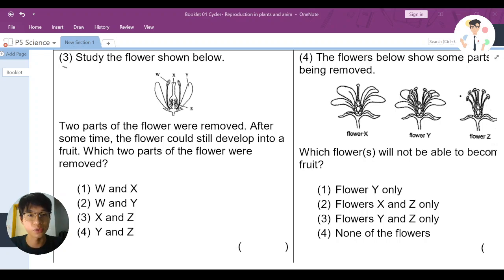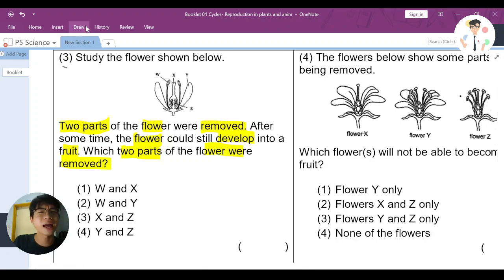So let's look at this question together. Study the flower shown below. Two parts of the flower were removed. Now, a very important thing here is that two parts of the flower are being removed, but after some time, the flower still could develop into a fruit. So which two parts of the flower were removed?